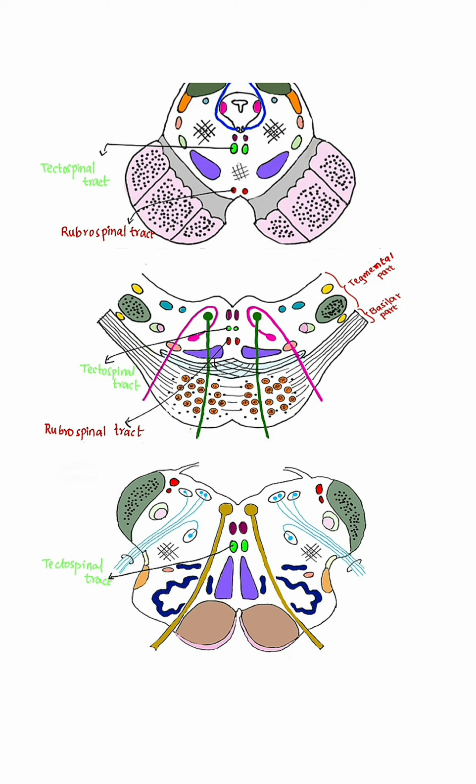So in the cut section of the midbrain, you can see the tectospinal tract, rubrospinal tract. In the cut section of the pons, you can see the tectospinal tract and rubrospinal tract. In the cut section of the medulla, you can see the tectospinal tract. Rubrospinal tract is not given in the diagram, but the rubrospinal tract is also present in the medulla.